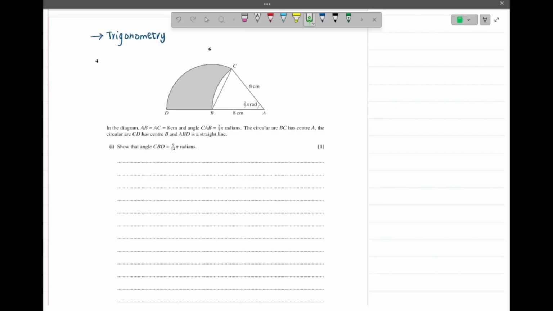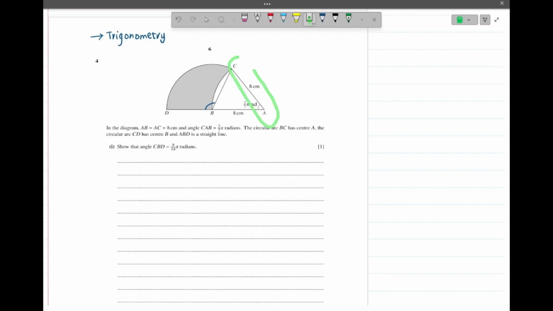Okay, so moving on to question number 4. This question says that you basically have to find out an angle. This is from the chapter of trigonometry. So let's see what the question says. It says that AB is equal to AC, and angle CAB is given to us. The circular arc BC has a center A. The circular arc CD has center B, and ABD is a straight line. They want you to find out angle CBD, which is basically this angle over here. Let's see how you can figure this out.